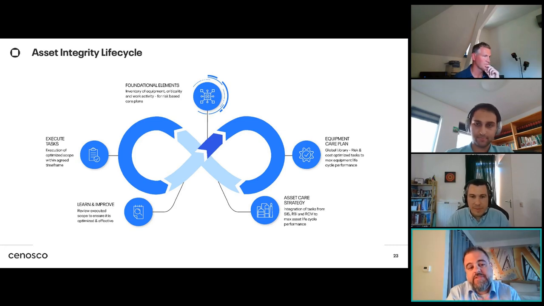So this loop starts at the foundational elements. Foundational elements will have all sorts of engineering data: material, construction material, a start date, process conditions. We have a bunch of data, but also a second level of data that was crunched, such as RBI data, and if you can bring it, safety instrumentation. So all these analyses will come as a foundational element. From the foundational element, you're going to come up with the equipment care plan.